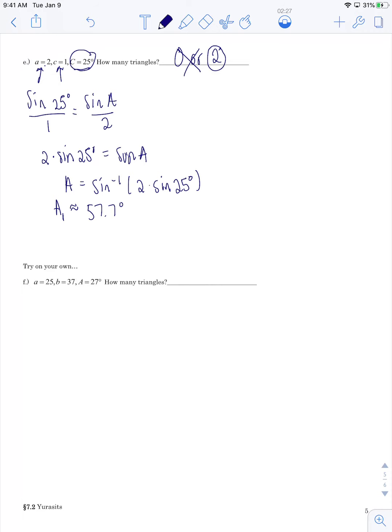So remember with our diagram, our visual to help us better understand this. This is angle C for us, which is 25 degrees. Then this is 1, that stays as 1, and this is 2. So this is A, so this forces this to be B. Well, we found where it closes. This is your A sub 1, and it closes at 57.7 degrees.